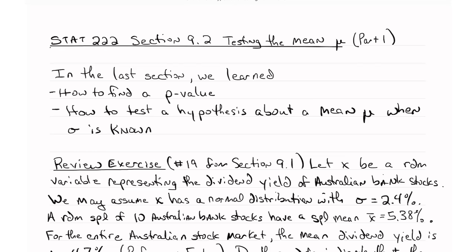Welcome. In this video, we're going to start section 9.2, but really what we're going to do is review section 9.1 and do a couple of examples. So I'm calling this part 1 of section 9.2. And that's what happens in the book. In section 9.2, part 1, they review what you've learned in section 9.1 to emphasize and reinforce the right practices for performing a hypothesis test. And this is very important.